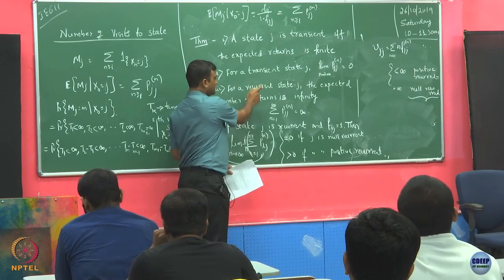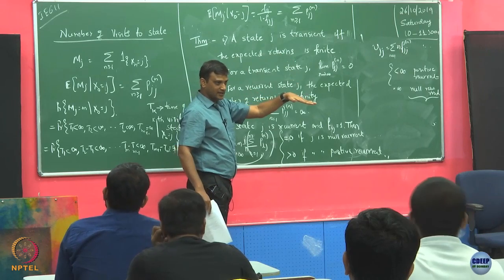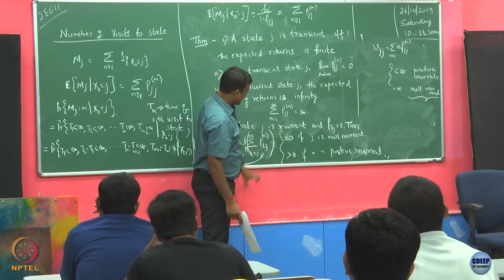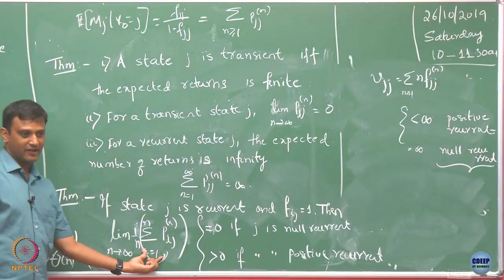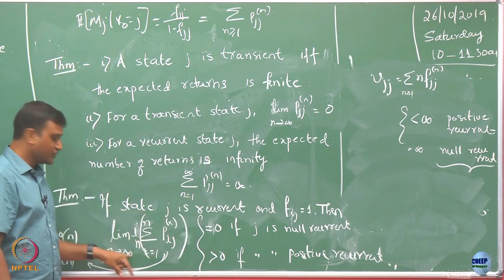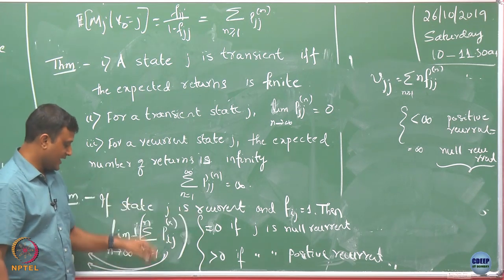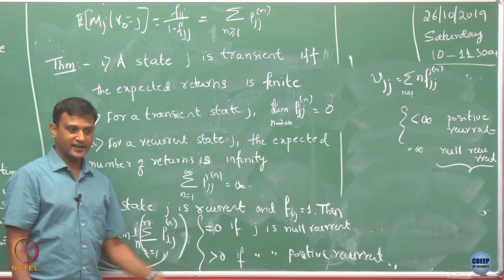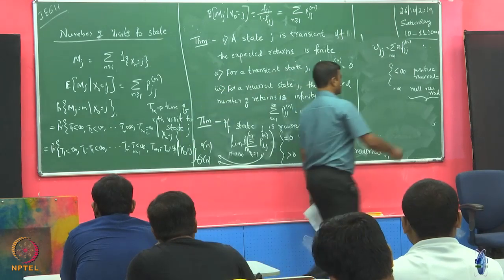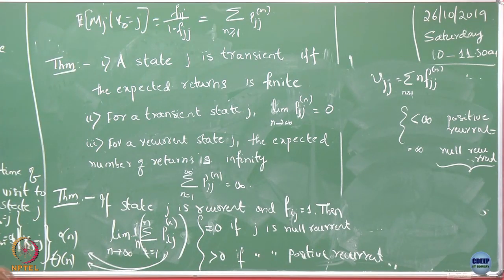Recurrent means it is both positive and null recurrent. So this quantity is going to be infinity for both positive and null recurrent. Now I want to further classify whether it is positive recurrent or null. For that, instead of looking at this, I start looking at these running averages. This is the running average version of this, as n goes to infinity. If I know j is recurrent, then whether it is positive recurrent or null recurrent, I am going to decide based on this criterion here. Just think about why this translates, at least intuitively.